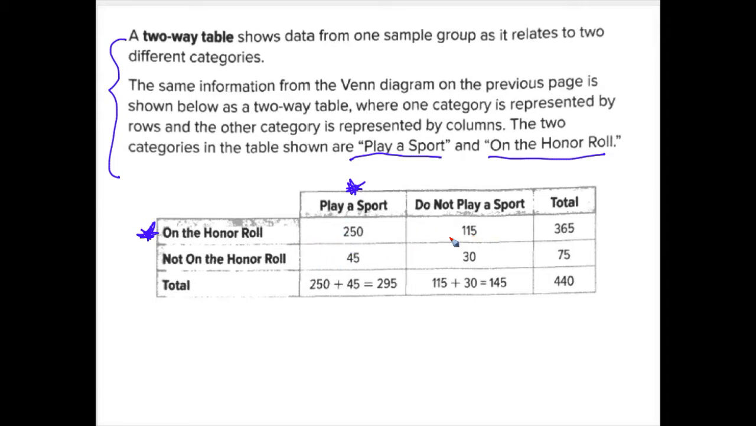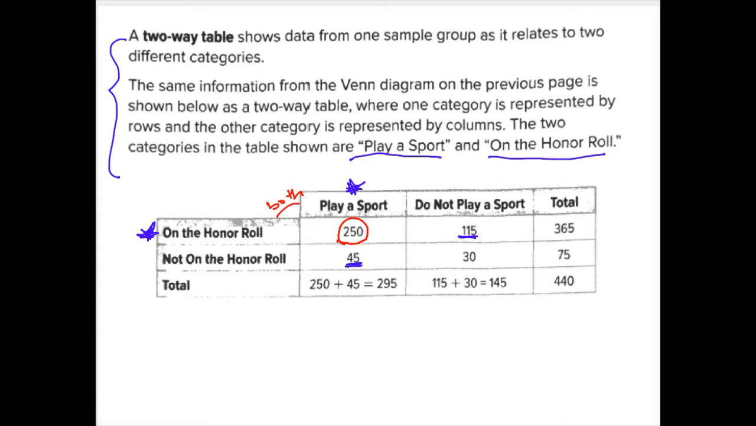Okay, so on the honor roll only was 115. Take a look at your Venn diagram. Play a sport only was 45. And then the kids that were both, remember that's the one that we added together with my 115, was 250. So 250 play both. Okay, so 250 are both honor roll and play a sport. For this 45 right here is only play a sport, not on the honor roll. 115 is on the honor roll but does not play a sport.